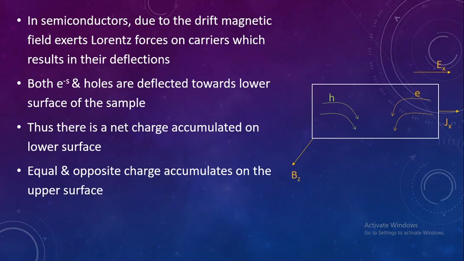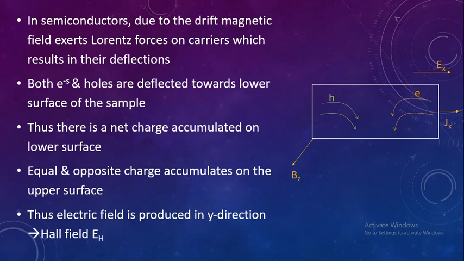So because of these surface charges, an electric field is produced in the y direction, and this field is called the Hall field. The difference between the Hall effect of metals and semiconductors is that in metals you have the charge carriers only as electrons, which are going to settle on the lower surface due to the application of the magnetic field. But when you consider the semiconductor, both holes and electrons are acting as charge carriers, and both will be accumulated on the lower surface based on the directions of the applied magnetic field and current. And there will be cancellation of charges taking place. And finally, some charges will be remaining.